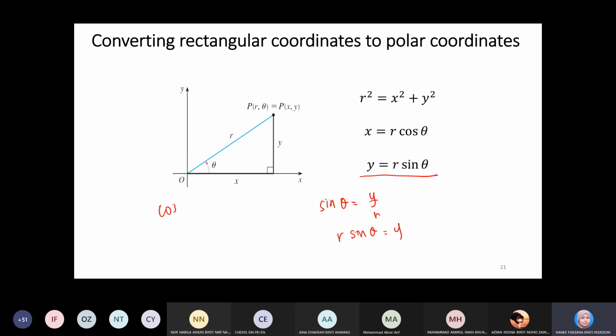Same thing with cos theta. Cos theta is adjacent over hypotenuse, x over r. So you get x equal to r cos theta. That's what you get here. And the Pythagorean theorem gives you the hypotenuse squared equals the opposite squared plus the adjacent squared, I mean r squared equals x squared plus y squared. That's all.